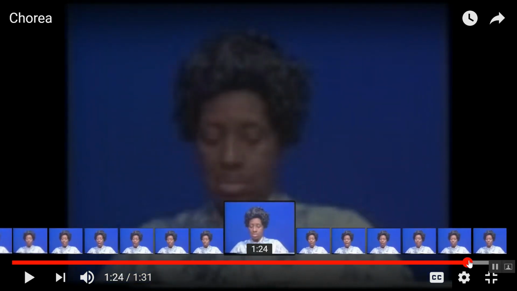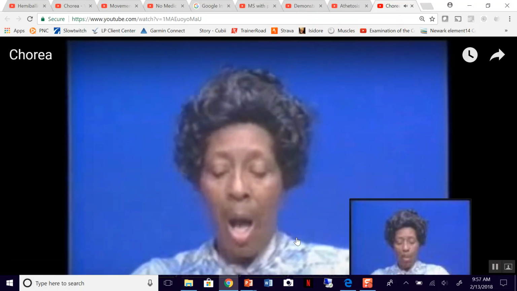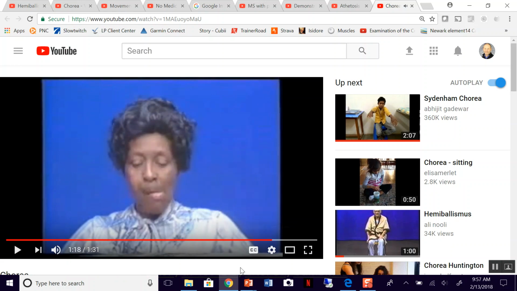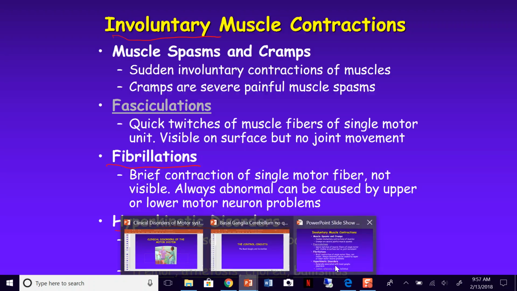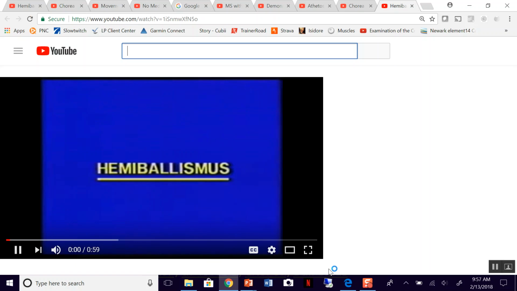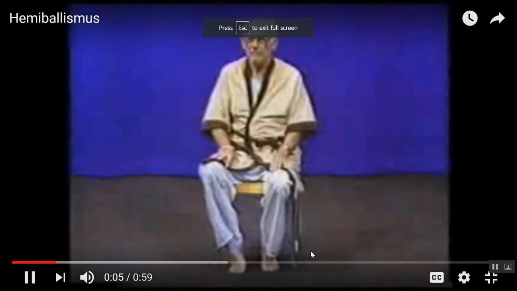She's just reading. They have her read something, and it affects the voice obviously too. She's not showing her standing, but so that's chorea. And then here's ballismus. Remember, ballismus is generally going to be hemiballismus, which is also just called ballismus, but most of the time it's only going to happen on one side. It's going to be a hemiballismus.